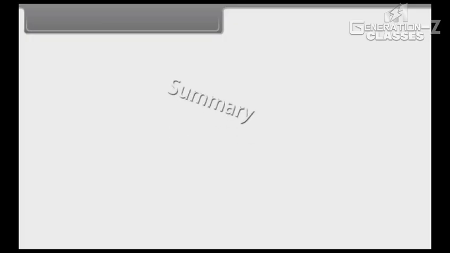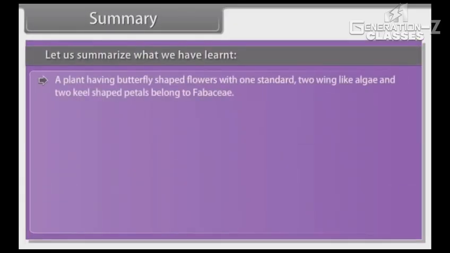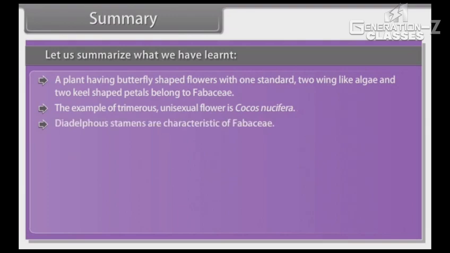Summary. Let us summarize what we have learned. A plant having butterfly-shaped flowers with one standard, two wing-like petals and two keel-shaped petals belongs to Fabaceae. The example of a trimerous, unisexual flower is Cocos nucifera. Diadelphous stamens are characteristic of Fabaceae. Tetradynamous condition is found in Brassica campestris.